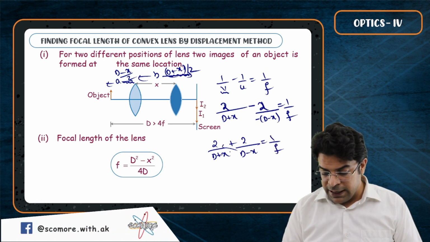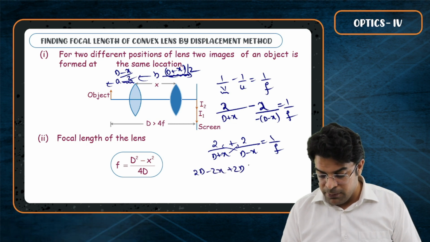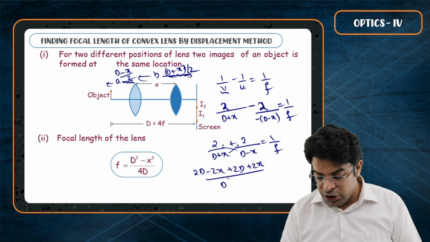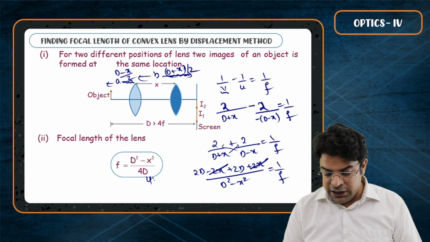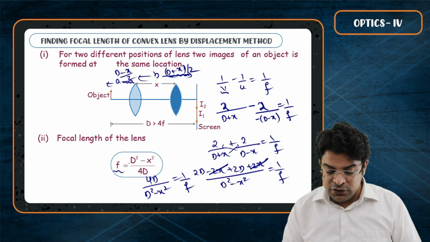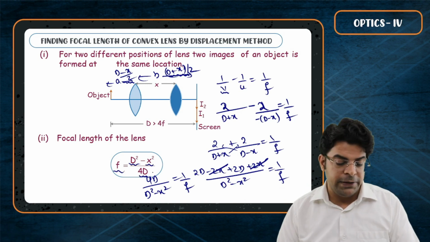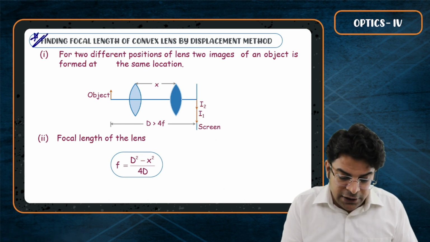If you multiply these terms, you will get (2D minus 2X plus 2D plus 2X) upon (D square minus X square) equals 1 by F. Cancel out this minus 2X plus 2X. So you get 4D upon (D square minus X square) equals 1 by F, and on flipping both sides, you will get F equals (D square minus X square) by 4D. So should we remember this formula? Sure, this is an important result.